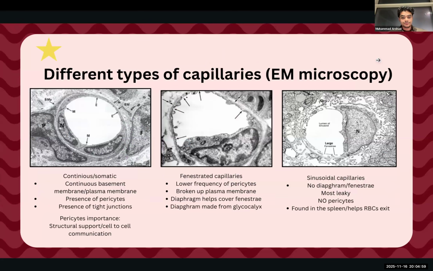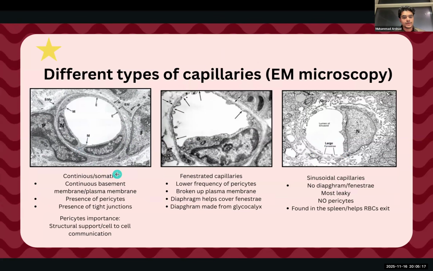Okay, this is relatively high yield. This can definitely come, so please pay attention, guys. This is referring to the different types of capillaries in electron microscopy. So we have three different types of capillaries: continuous/somatic, fenestrated, and then sinusoidal.